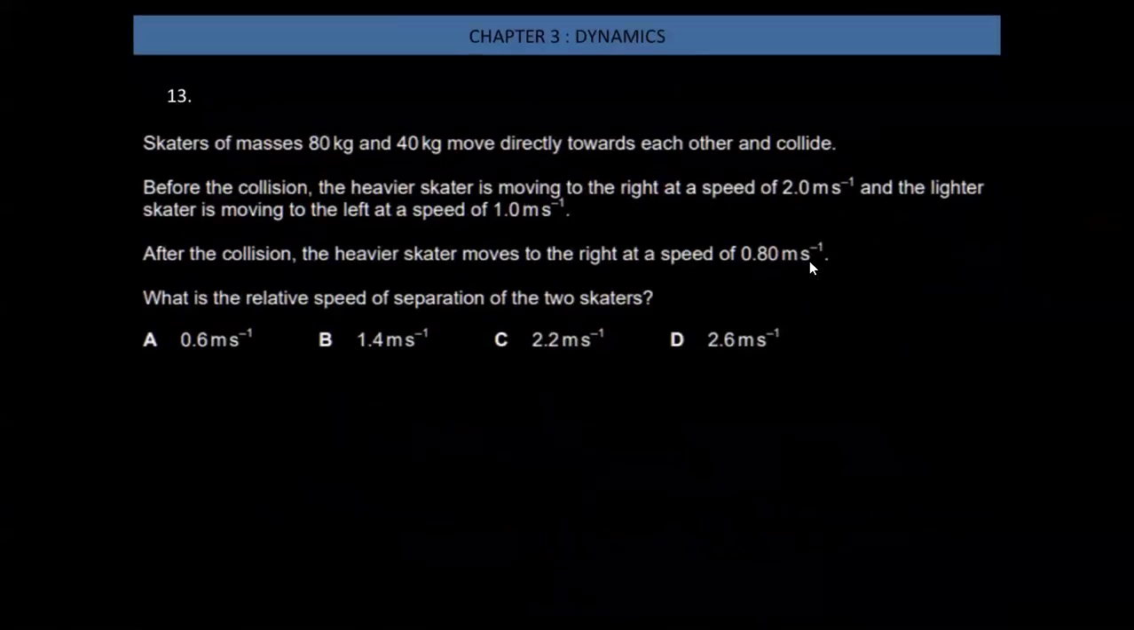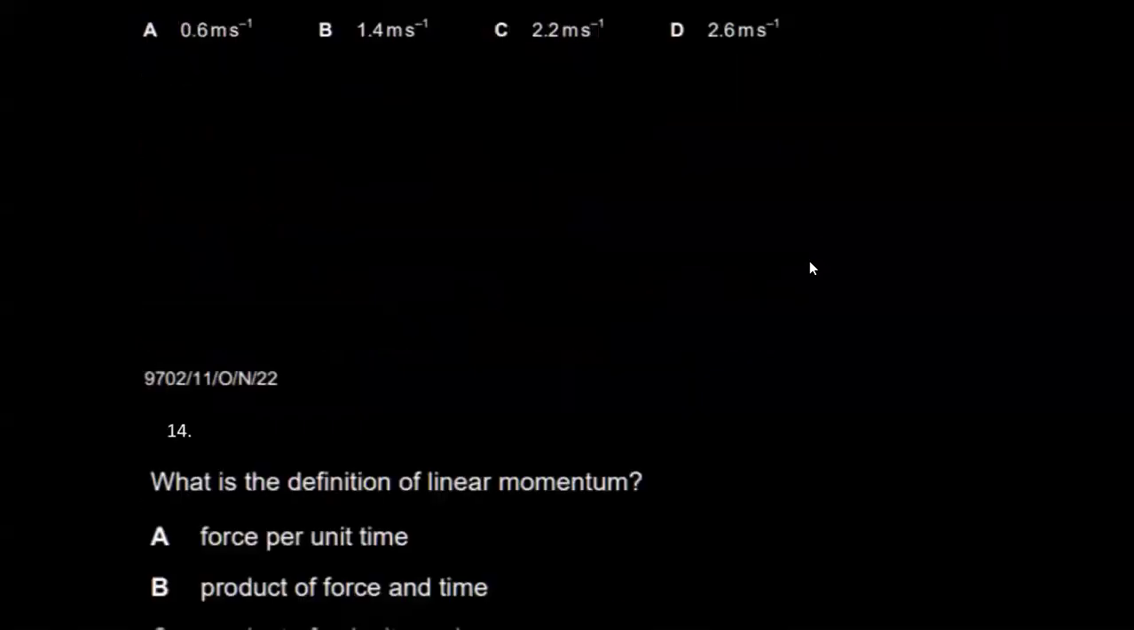Acha. 13. Skaters of masses 80 kg and 40 kg move directly towards each other and collide. Before the collision, the skater... Guys, it's the same question, literally the same question. 2 2 3. Your answer should be 0.6. What is the speed of separation of the two? Okay, check it, guys, same question. It's literally the same question.